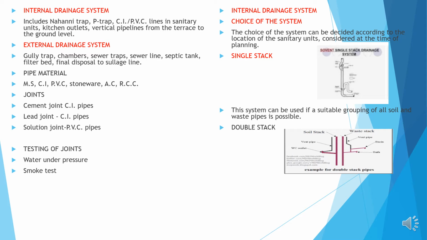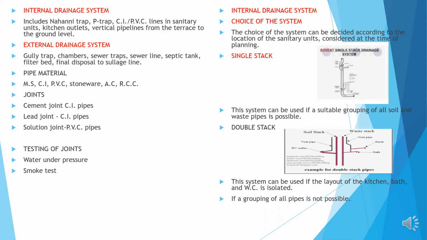This system can be used if a suitable grouping of all soil and waste pipes is possible. Then there is a double stack. See, the image has been given of double stack joints. There are two pipelines running around, which is called a double stack. This system can be used if the layout of the kitchen, bath and WC are isolated, if a grouping of all pipes is not possible, or if wastewater from the kitchen and bath is to be used for the garden.